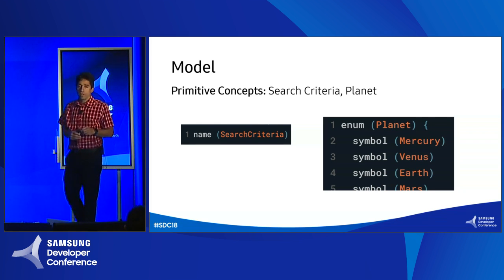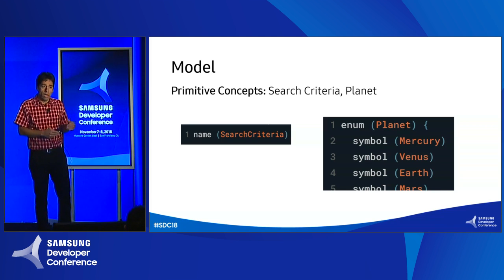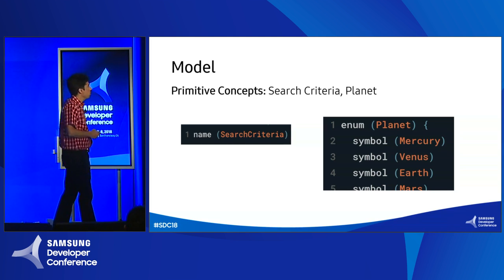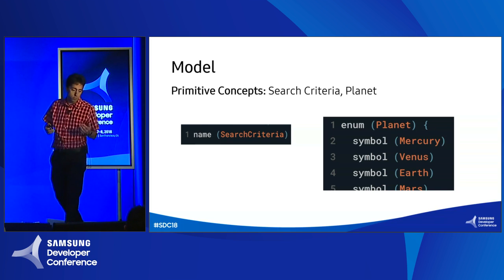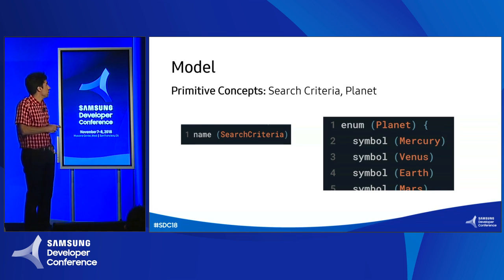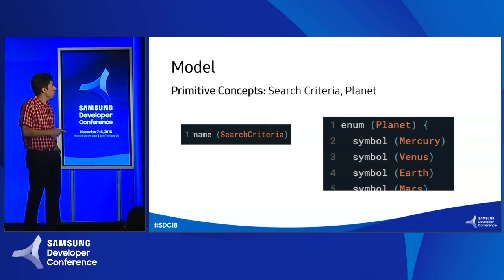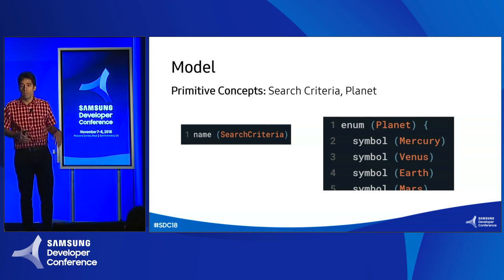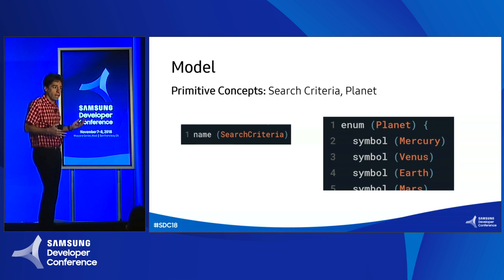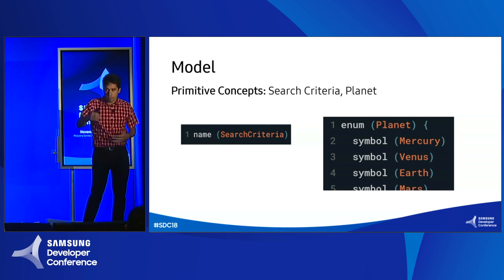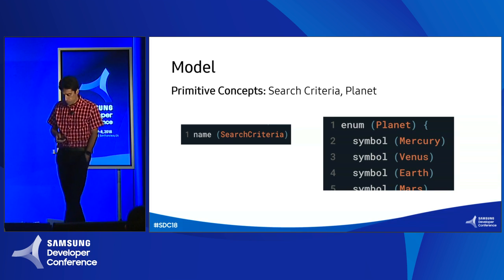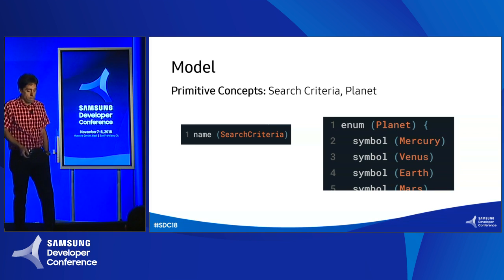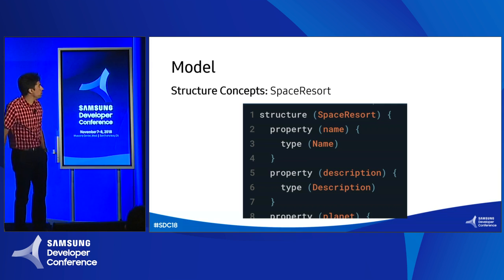We also defined the concepts. We have two different types of concepts, primitives, such as Boolean, decimal, integer, enum. In this case, I defined search criteria to be a name, and I defined planet to be an enum. We're limiting this to only planets in the solar system, and there's just a finite list of them, so we can just list them all here. All right, so that's primitive concepts.